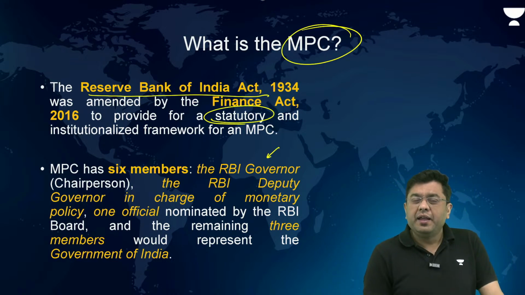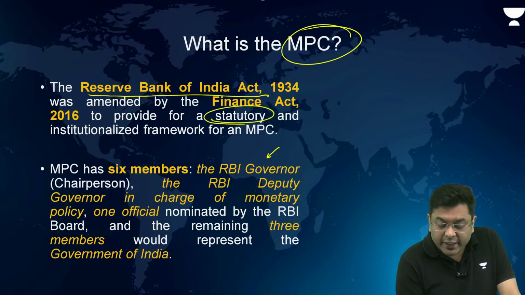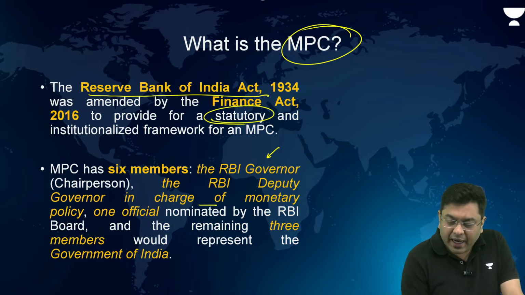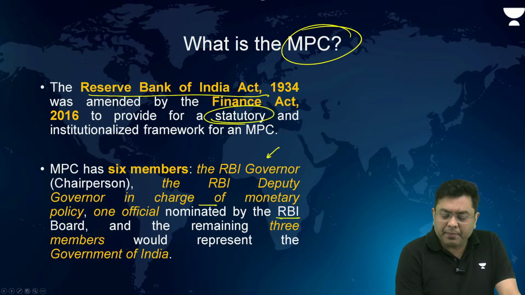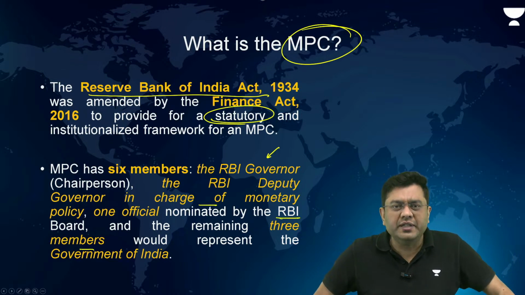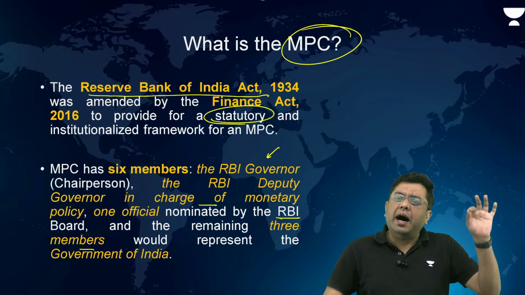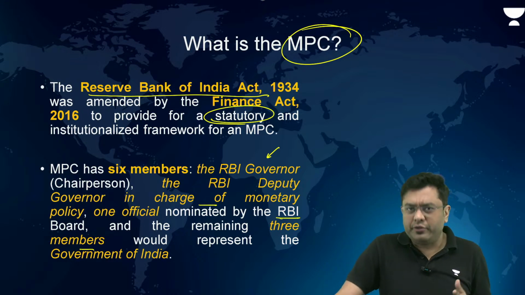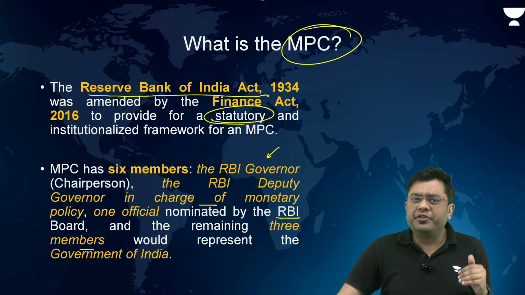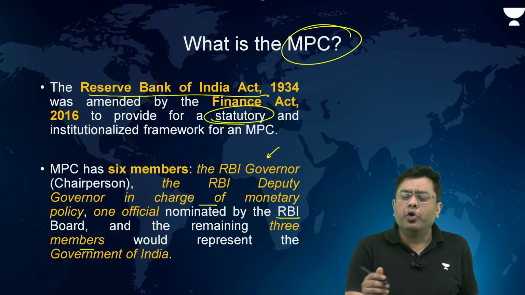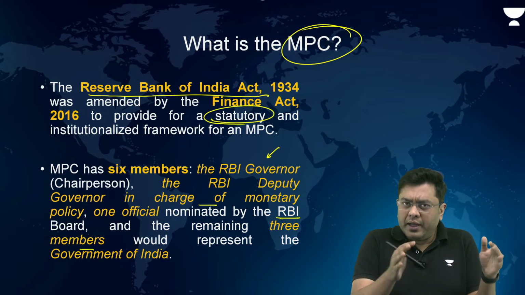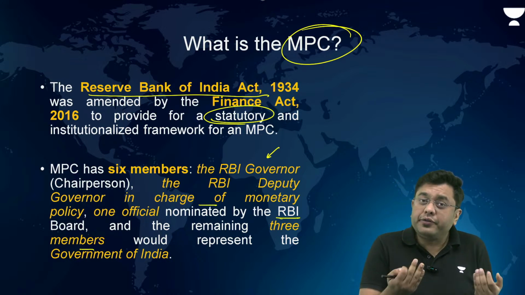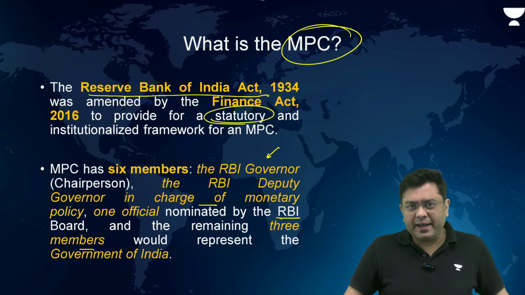Who are the members? The RBI Governor, the RBI Deputy Governor in charge of monetary policy, one official nominated by the RBI board, and 3 members would represent the government. Now, generally, the RBI governor's vote is considered to be the deciding or casting vote in case of a tie. Now, in this particular situation, the vote was 4:2 in favor of lowering the interest rate, right? Because the growth cycle needs to be kicked in.